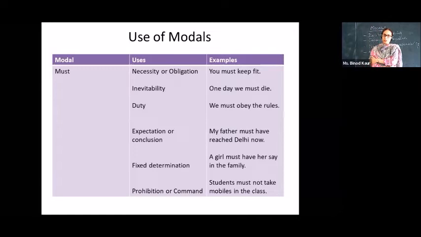Fixed determination. A girl must have her say in the family. Yes, fixed determination, that it should be there. Must is to some extent more powerful. Okay, fixed determination. Prohibition or command. Students must not take mobiles in the class. Prohibition, when you are restricted to do something. Command, order. So both can be covered with the help of the modal must.